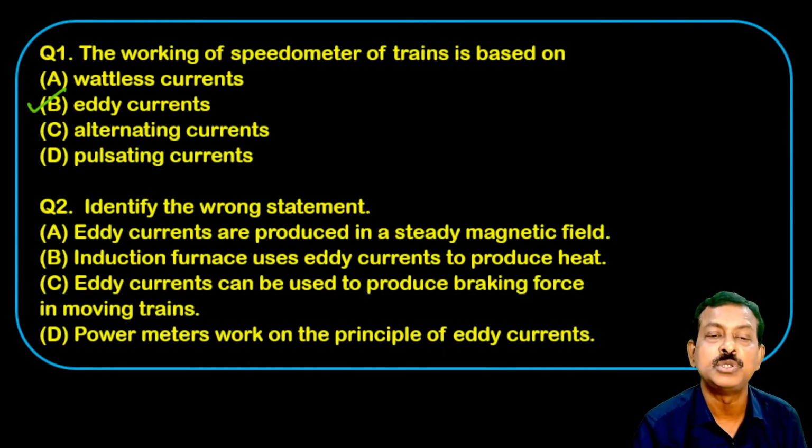Eddy currents can be used to produce braking force in trains. This is also a correct statement. Power meters work on the principle of eddy current. This is also a correct one. So obviously the wrong statement is the first one, that is, eddy currents can be produced in a steady magnetic field.